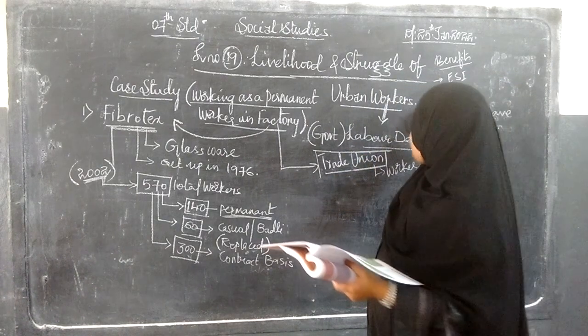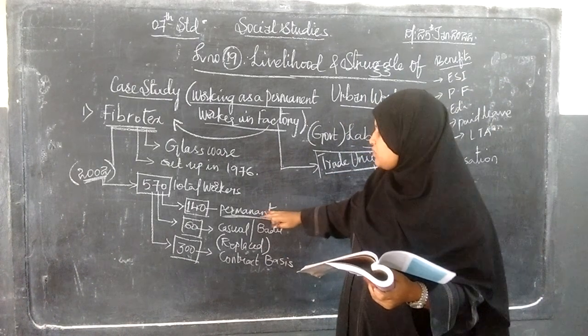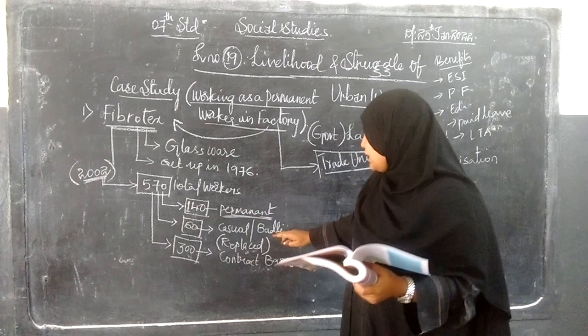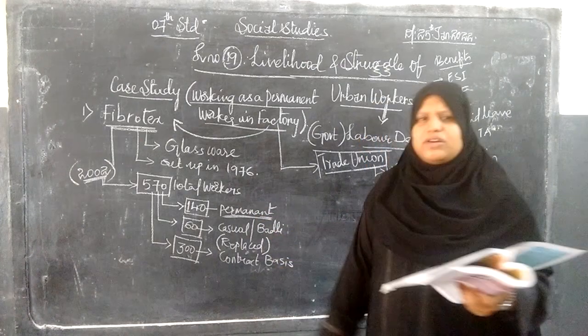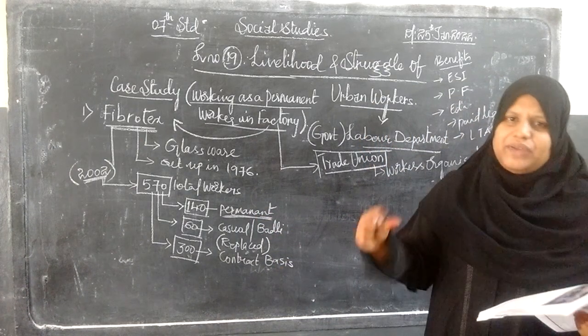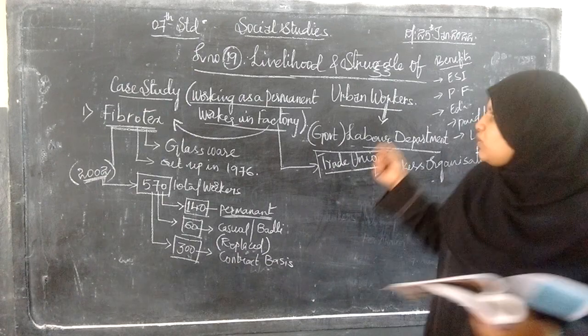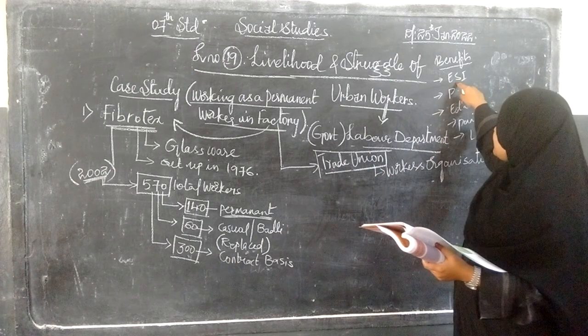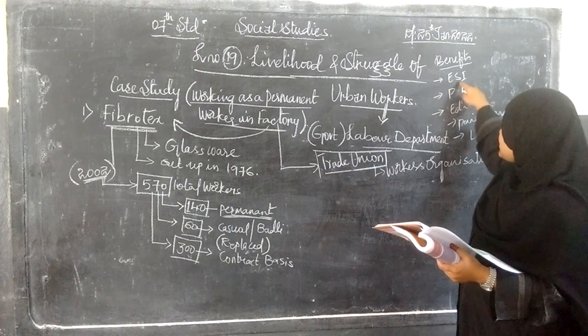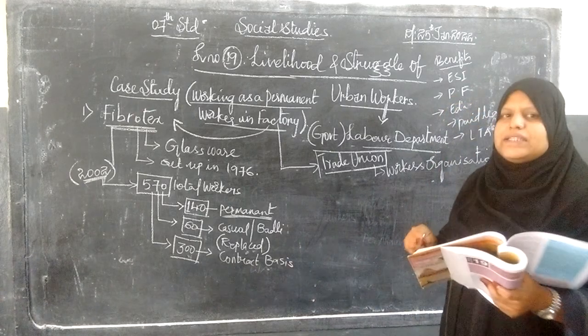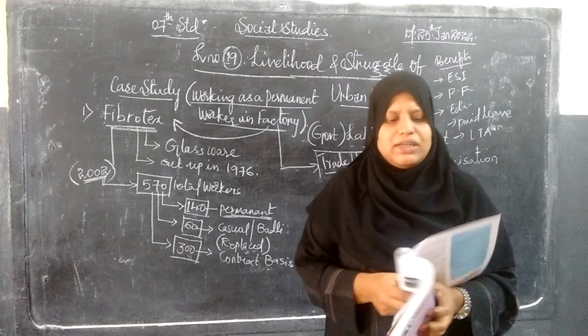So what are all these benefits that have been mentioned? All of this goes to the permanent workers, and the badli workers, the contract workers, will be paid very little. They only get ESI, medical facilities, insurance, and provident fund. Other than that, they do not get any other benefits.